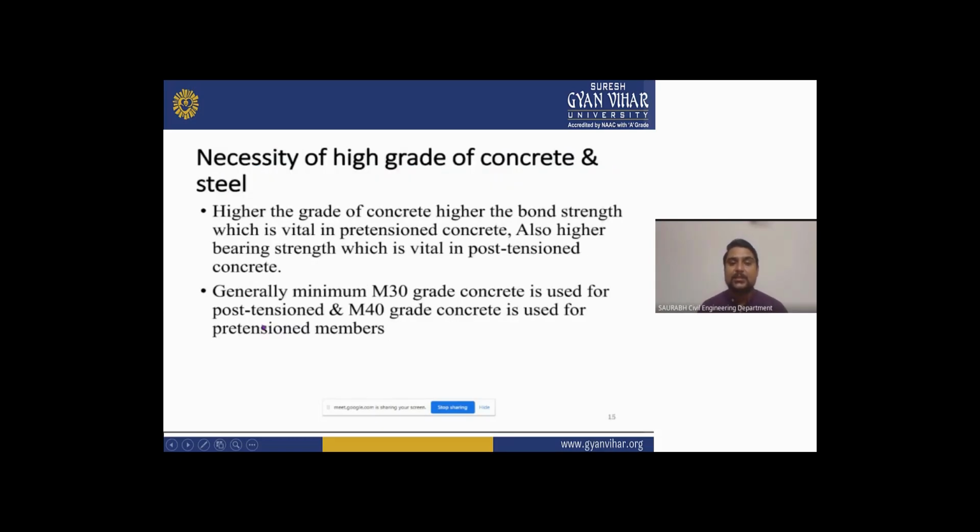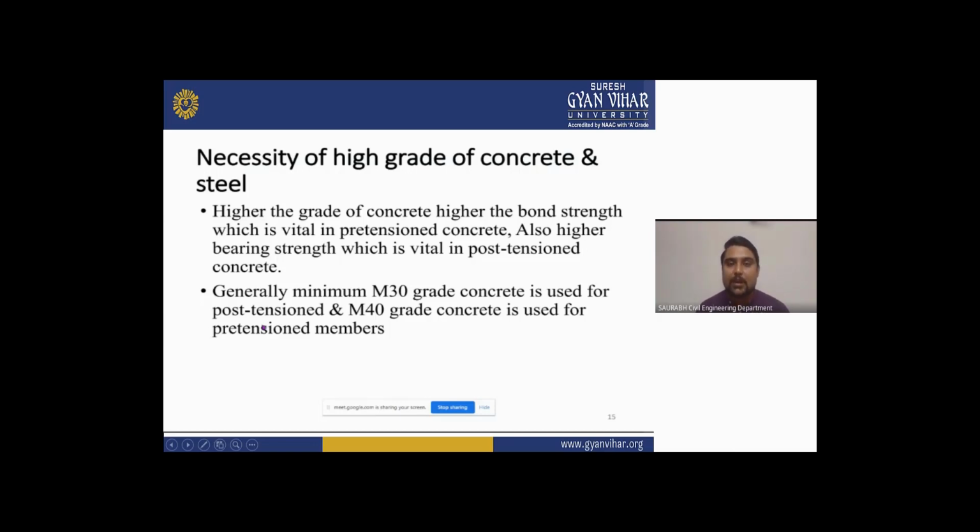Now we will see the necessity of high grade of concrete and steel. What is the reason behind it? Why do we need to use higher grade of concrete and steel in the preparation of pre-stressed concrete? As you can see here, with higher grade of concrete, the bond stress is higher, which is vital in pre-tensioned concrete. Also the bearing strength is higher, which is vital in post-tensioned concrete. Generally, minimum M30 grade of concrete is used for post-tensioning and M40 grade of concrete is used for pre-tensioning.